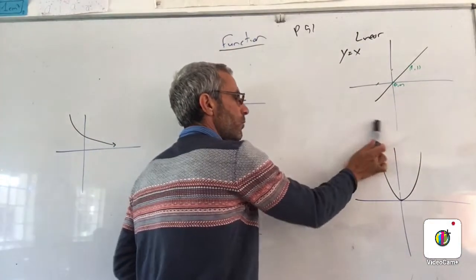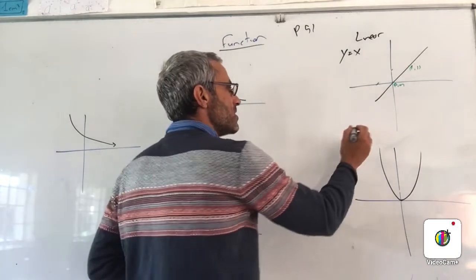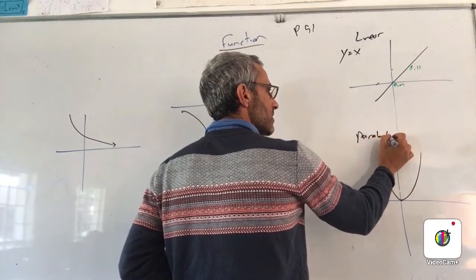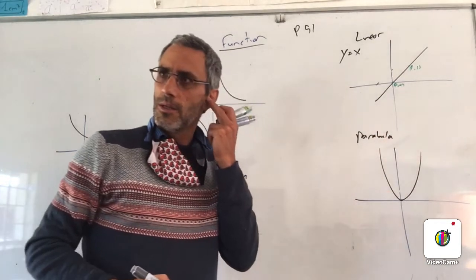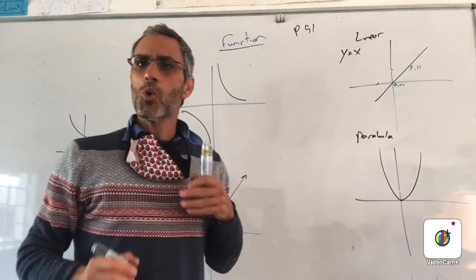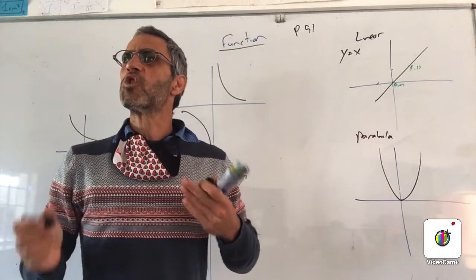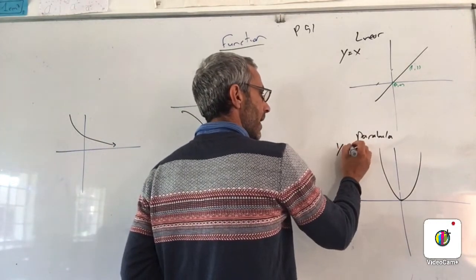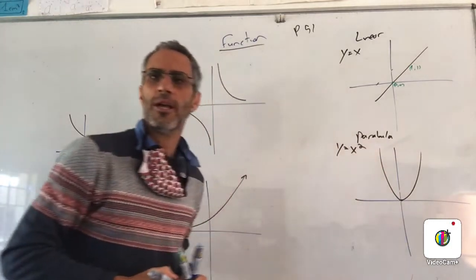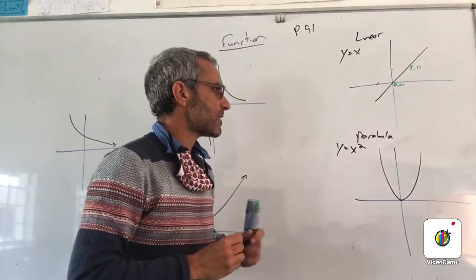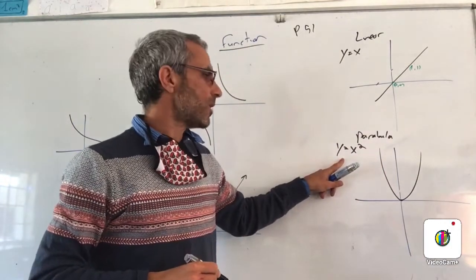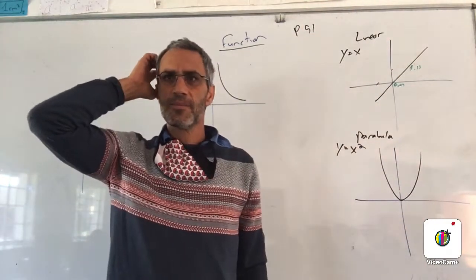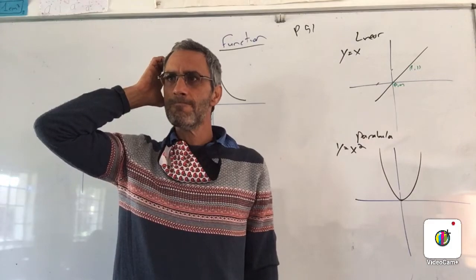Next one. Then we looked at that one. What were these called? That's parabolas, not hyperbolas. These are parabolas, and they come from quadratic functions. The most simple, basic quadratic function is y equals x squared. So y equals x squared is the mother graph for a parabola. It's basically this smiley face. Are we happy with that?